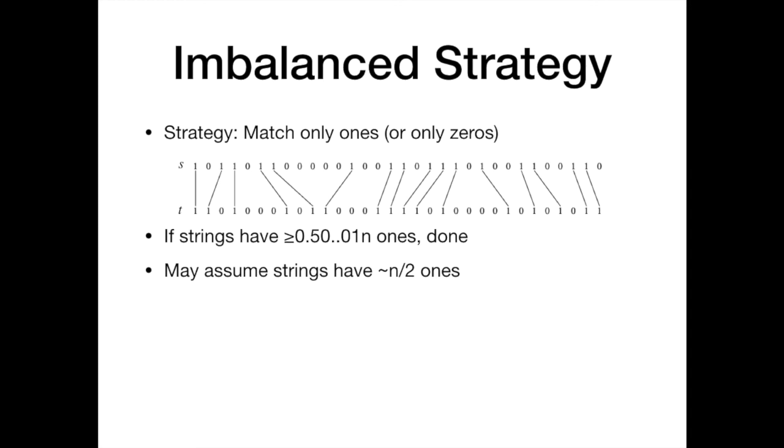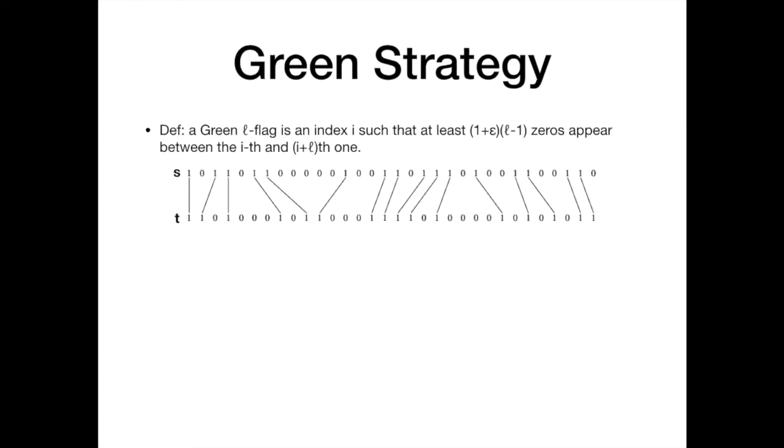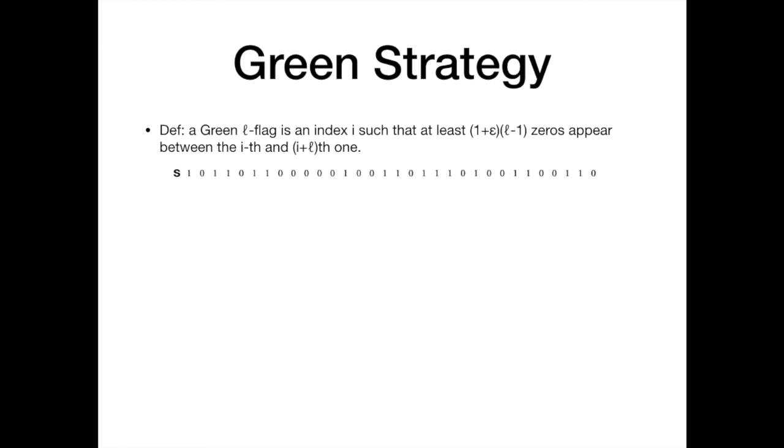Okay, so if the imbalance strategy doesn't work, we may assume our strings are balanced, and then we apply the green strategy. The green strategy uses the following technical definition. A green L flag is an index i such that at least (1 plus epsilon) times (L minus 1) zeros appear between the ith and (i plus L)th ones. Here think of epsilon as something like 0.1.